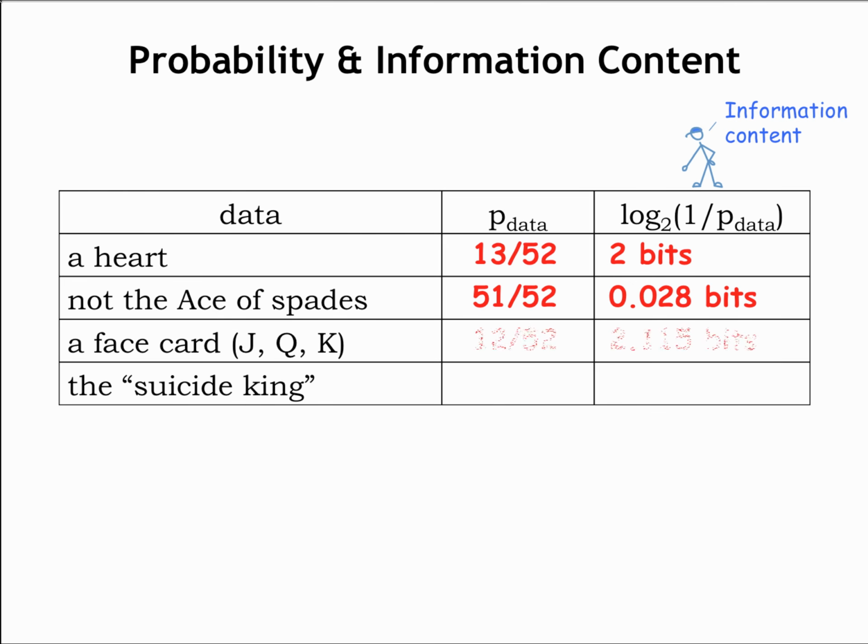There are 12 face cards in a card deck, so the probability of this event is 12 over 52, and we would receive 2.115 bits. A bit more information than learning about the card suit, since there is slightly less residual uncertainty. Finally, we get the most information when all uncertainty is eliminated, a bit more than 5.7 bits.